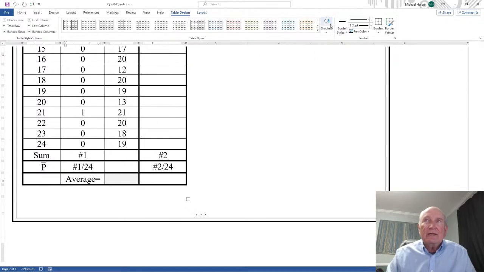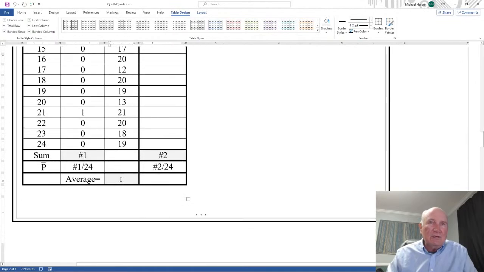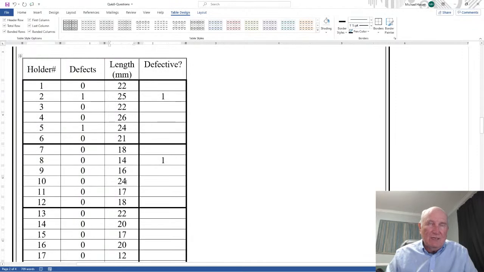So I calculate that number, and then these are going to be my parameters. That's going to be my average. And what else do we need for the M&R chart? We need the sample size. The sample size is 6. We need the average, the grand mean, which is this. And then we need the average range. Now, it's the range within a sample.